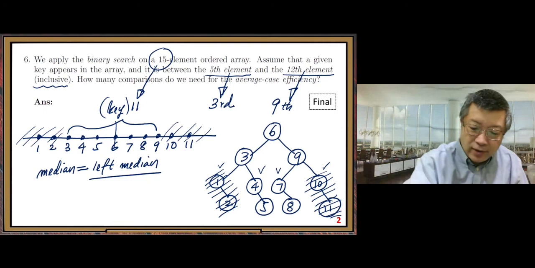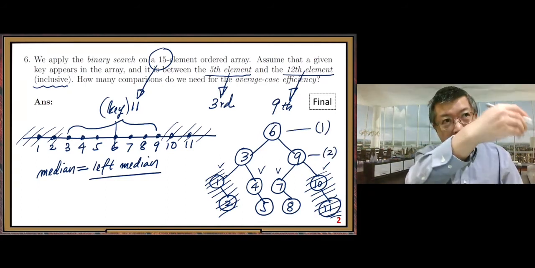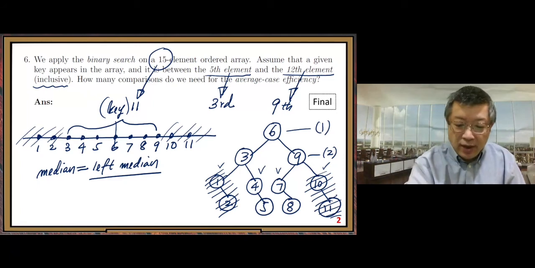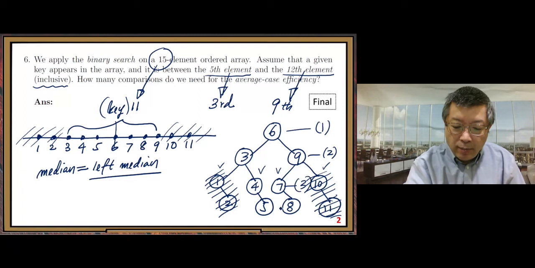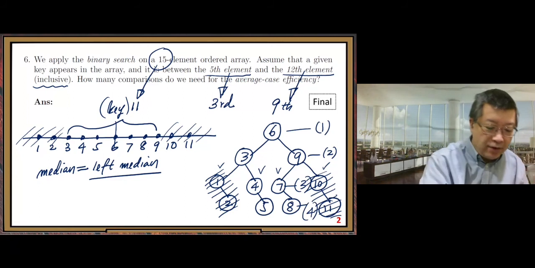Okay, so when we do that, top level, 1 comparison. Second level, 2 comparisons. So when you get that, you need 2 comparisons. This level, 3 comparisons. The bottom level, 4 comparisons. All right, now do the average.